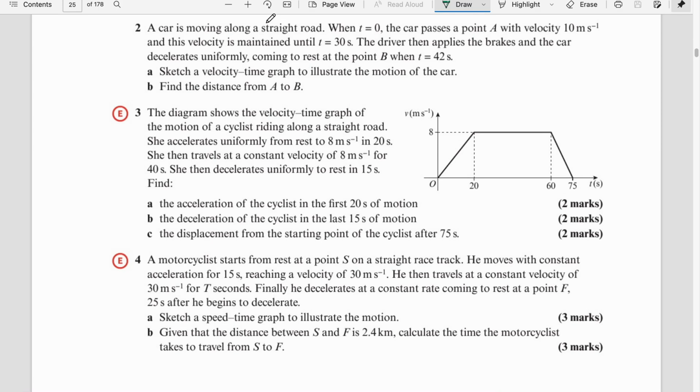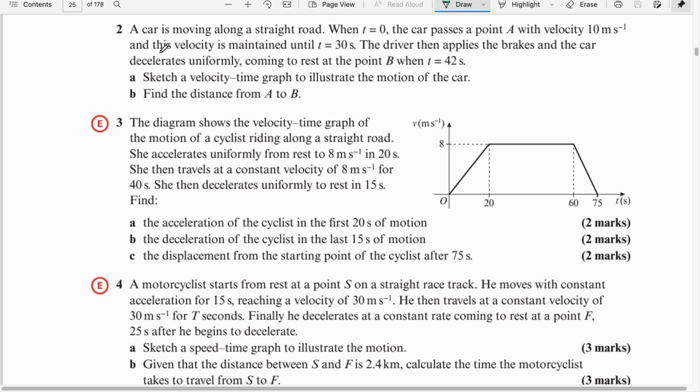Question number 2. A car is moving along a straight road when t is equal to 0. The car passes, the demand is sketch. So we are reading this and converting it into a graph. When t is equal to 0, this is my point. The car passes point A with velocity 10 meters per second, and the velocity is maintained until 30 seconds. The driver then applies the brakes and the car decelerates uniformly, comes to rest at point B, t is equal to 42. Sketch a velocity time graph to illustrate the motion of the car.